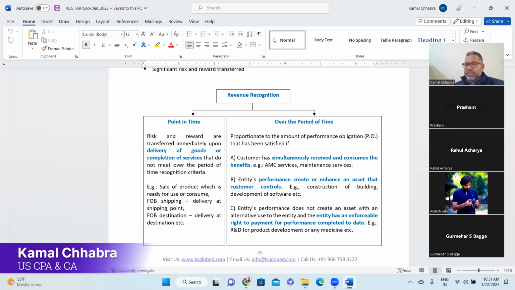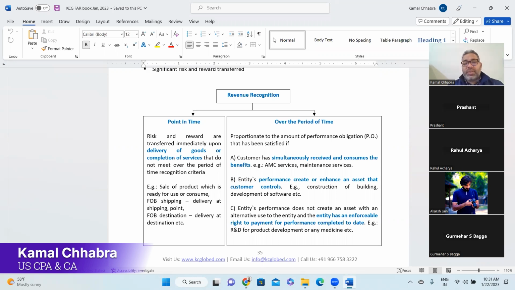So in the product sales category, you will see these are the two terms very commonly used across the globe, right? And these two terms are generally negotiated across the globe as well, right? Now, which one is more important for us to understand as a CPA is the over the period of time criteria. So let's look at the right hand side of the box.